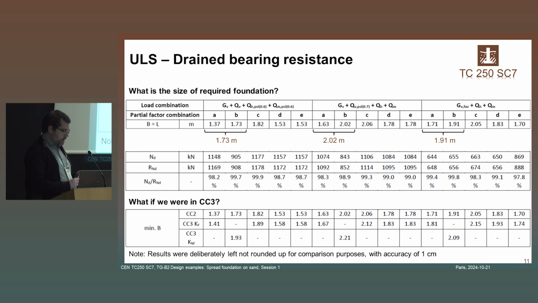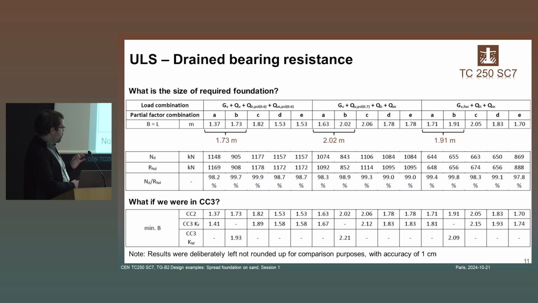What is also interesting, which I'm not sure was used before in many countries, at least it wasn't in Poland, is that when we consider other consequence classes, we have those extra consequence factors, either applied to actions or effect of actions, or to ground properties, which basically modify the default values of the partial factors, and they are actually influencing the foundation size when implemented into the calculation. So, what if we were in consequence class 3, so a higher class structure requiring a higher reliability level? The foundation size would have to be larger. It's simple like that.